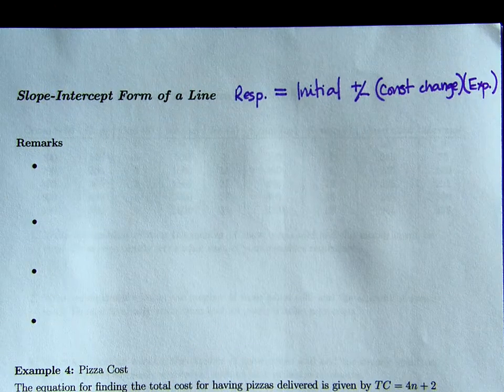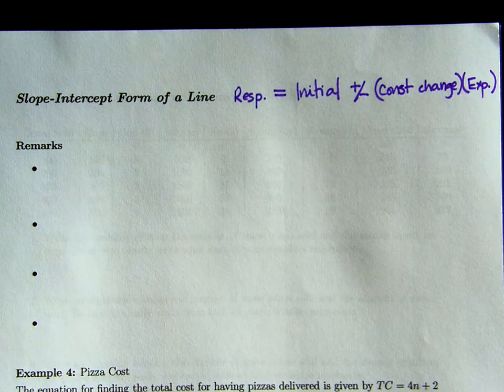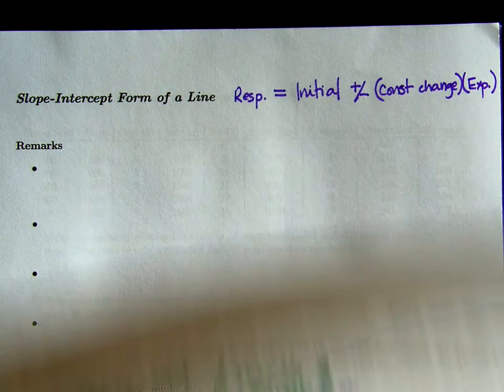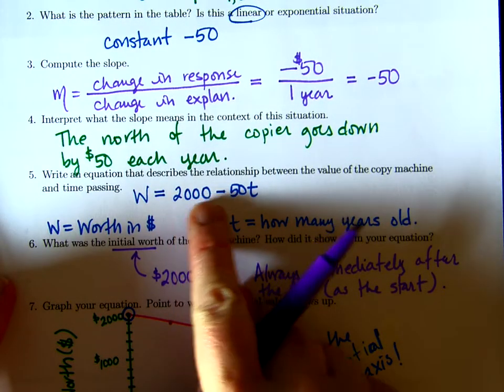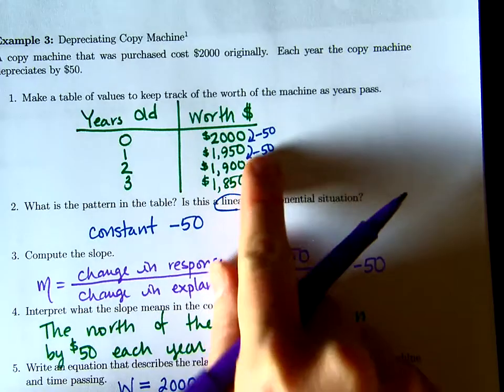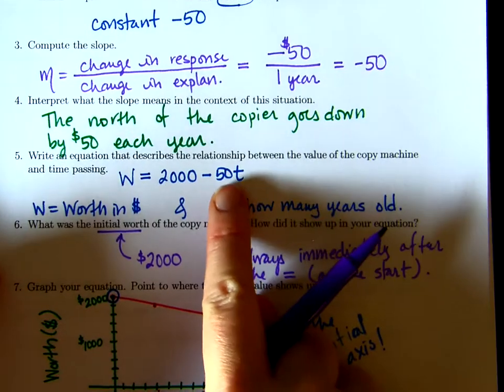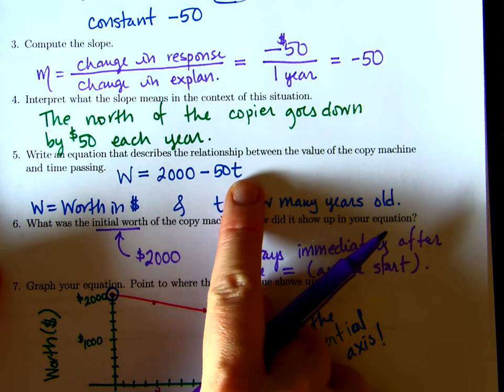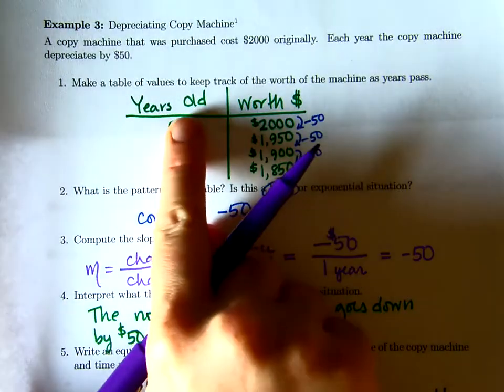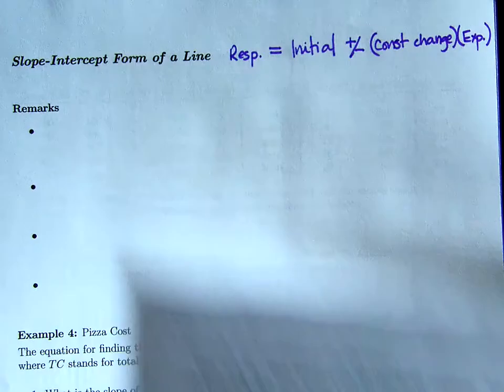Okay, so here's what I mean. Bring it back. The initial amount plus or minus that constant change, constant add or subtract, which is also, by the way, the slope, times the explanatory variable. In this case, it was time. Yeah? Okay.